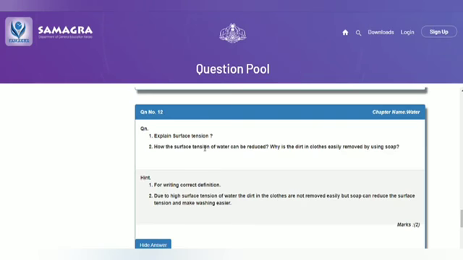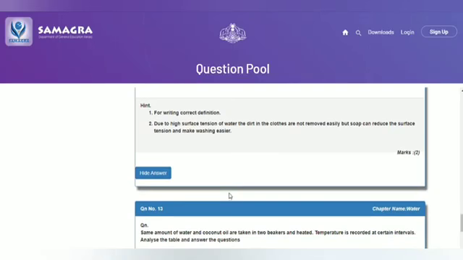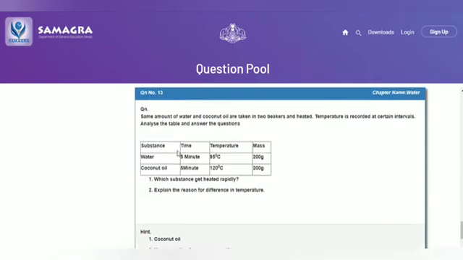Why is the dirt in clothes easily removed by using soap? Due to the high surface tension of water, the dirt in the clothes is not removed easily, but soap can reduce the surface tension and make washing easier.